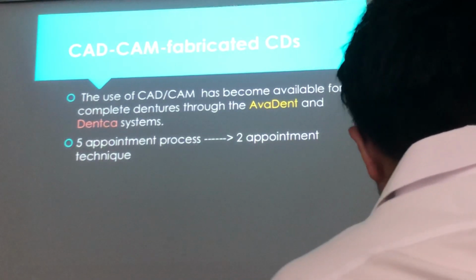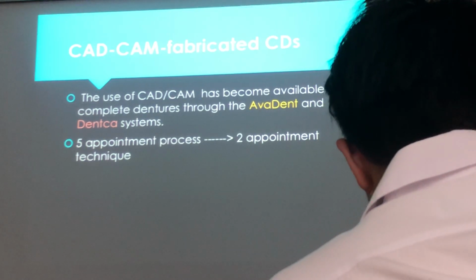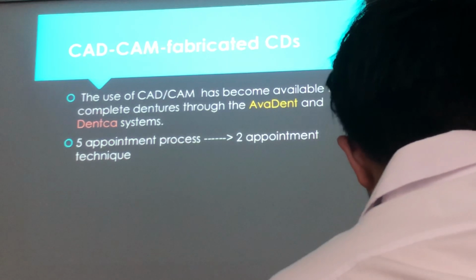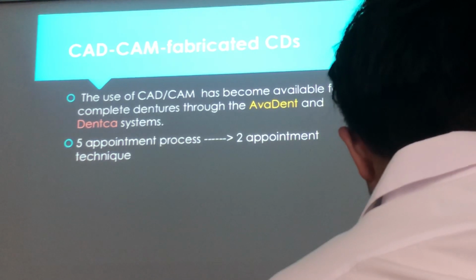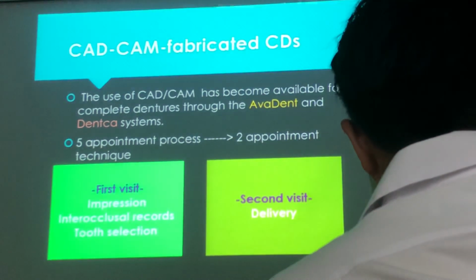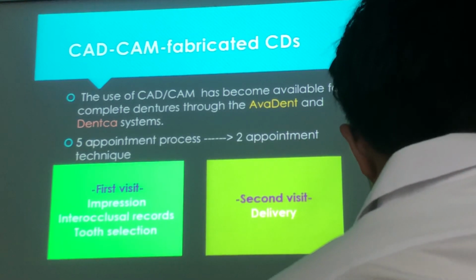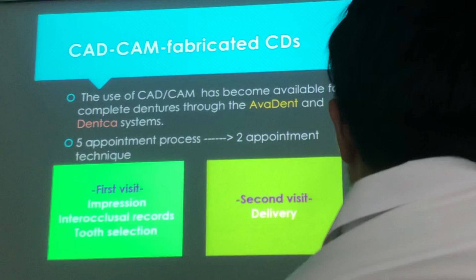So I think around 6 years ago, the two brands of CAD/CAM denture were launched into the market. The first one is Avadent, and the second one is Denga System from America. They claim that the number of appointment visits could be reduced from 5 to only 2 appointments. They said that the first visit is to take the final impression. They use a stock tray, but I don't like this way.